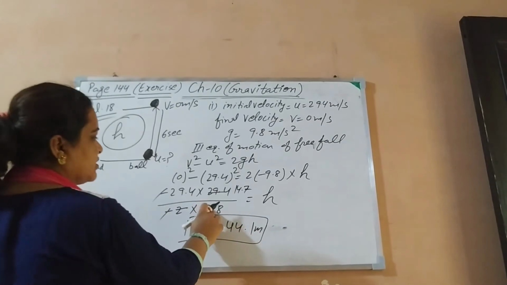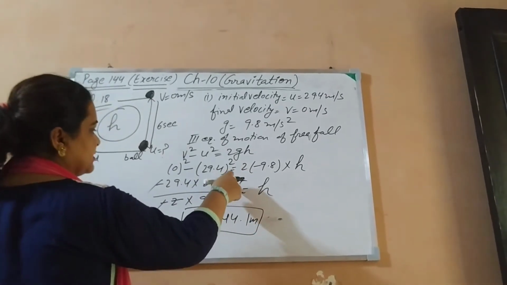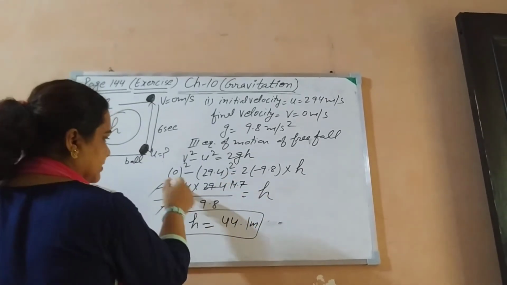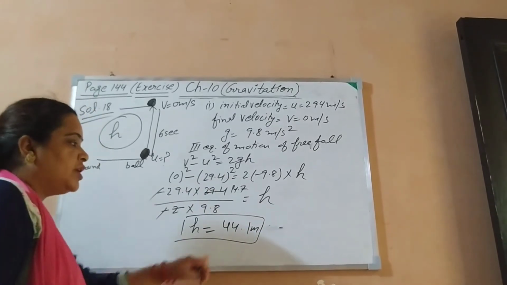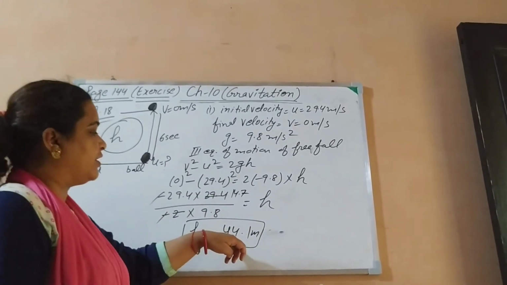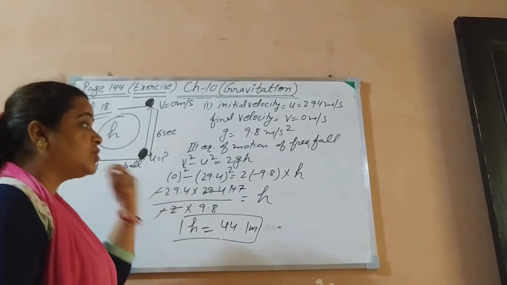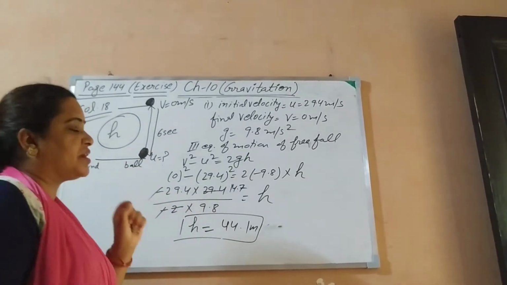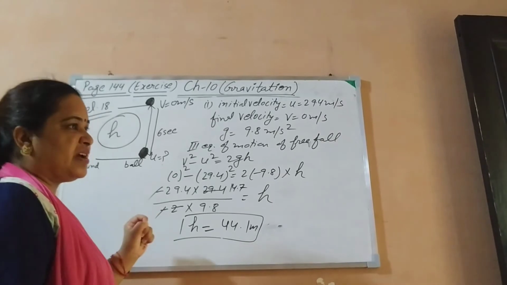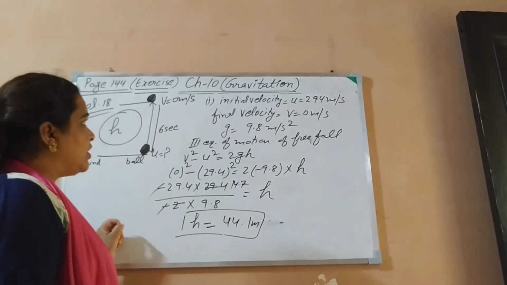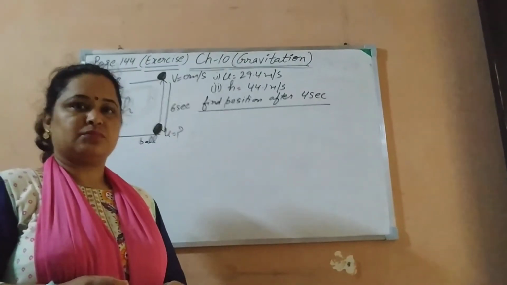You can cancel out this 9.8, 14.7 by the 7, and then when you multiply and solve, you will get height is 44.1 meter. So this is the second part. Now let's do the third part. It is a little bit complicated, but if you listen very carefully, you can easily do it.